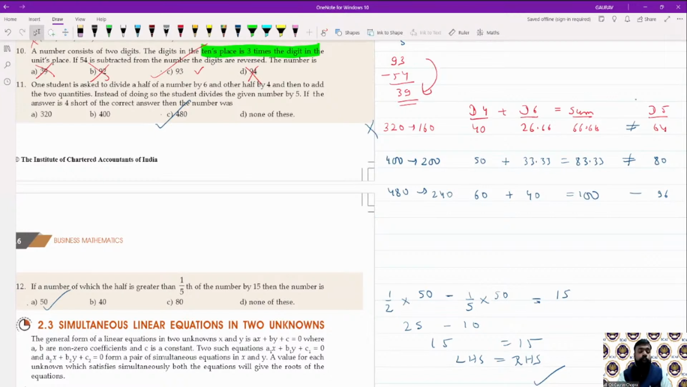So it says one student is asked to divide half of a number. Therefore, we have to half the number. So whatever is the number, we are doing its half, 50%. Then divide it by 6 and the other half by 4. So we are dividing it by 4, dividing by 6, and then find the sum. Then we have to add.